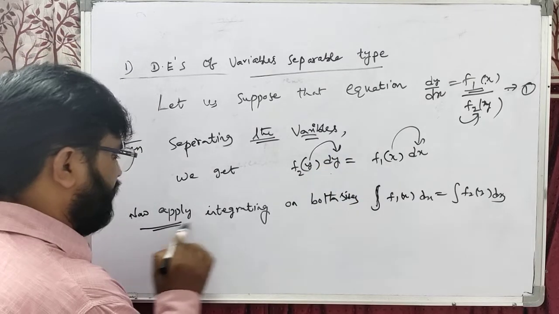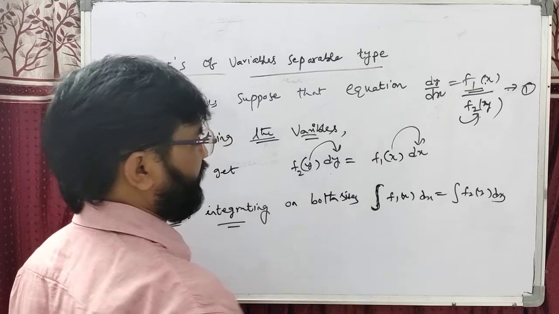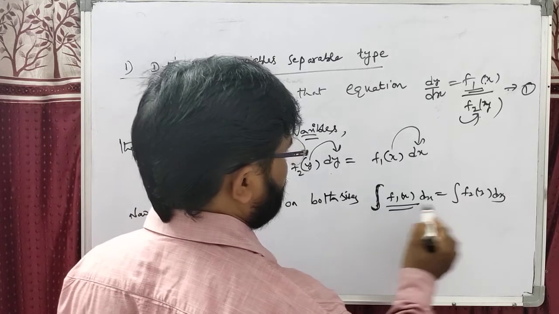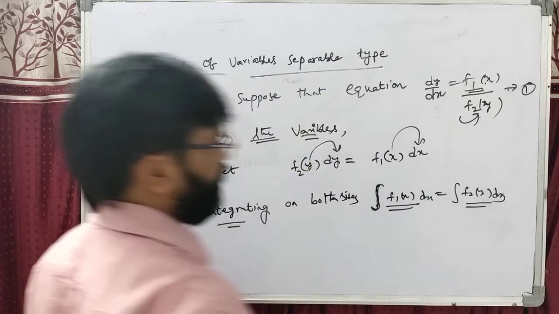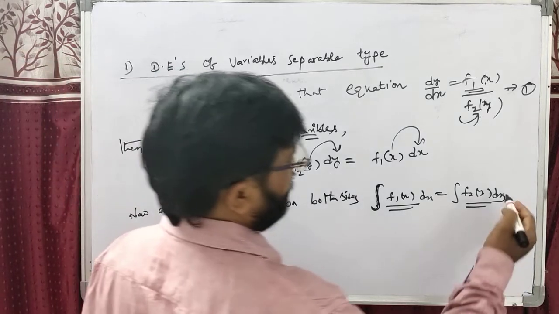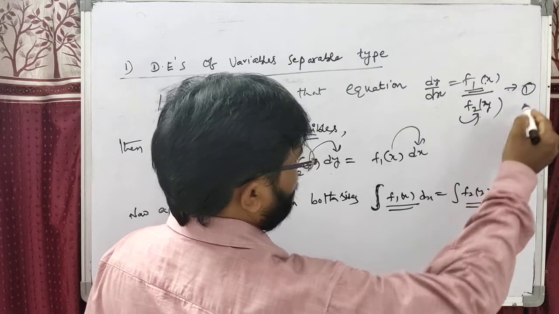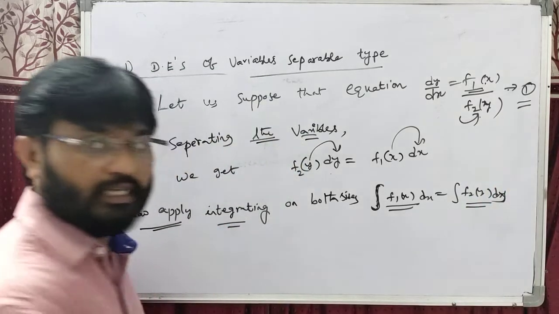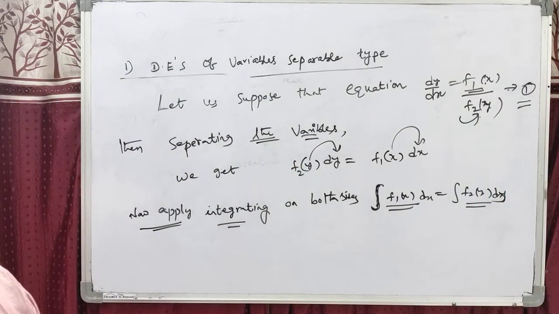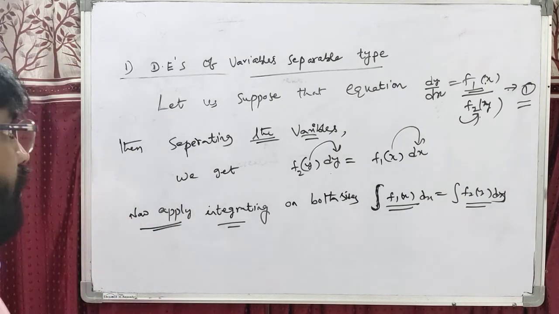Then you can integrate on both sides. Then it is, students, the integral of f1(x) dx equals the integral of dy/f2(y). After simplification, after the integrals, we get the general solution. Okay, now I will explain one question of the variable separable type.